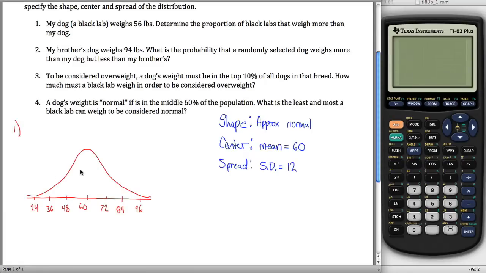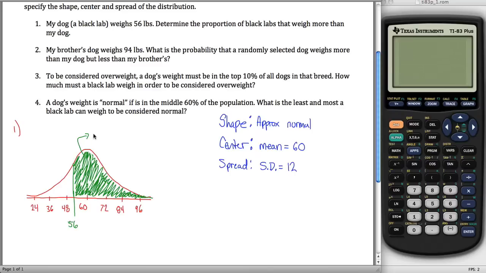So we have this picture that looks more or less like this, and what we want to figure out is the proportion of dogs that weigh more than 56 pounds. So in my picture, 56 is somewhere in here. And so what we want to know is what is the area under the curve of everything to the right of 56. In other words, this shaded area here, it goes on forever to the right, but on the left it stops at 56. We want to know what is that area. And the good thing is our calculator can figure that out for us. It has a function designed to answer just this question.